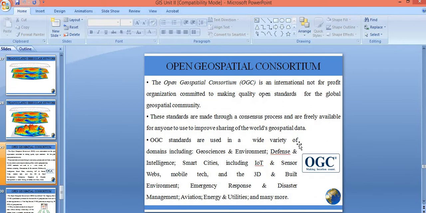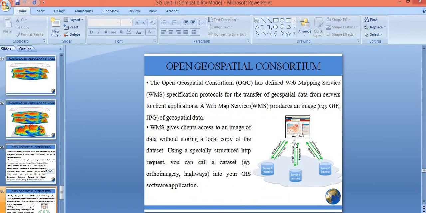Okay, and the last topic is the Open Geospatial Consortium. This is an organization meant for establishing standards related to geographic information systems. You may get questions like what are the standards given by the Open Geospatial Consortium. So there is a standard called Web Map Service, Web Mapping Service. This is one standard given by OGC, the Open Geospatial Consortium.